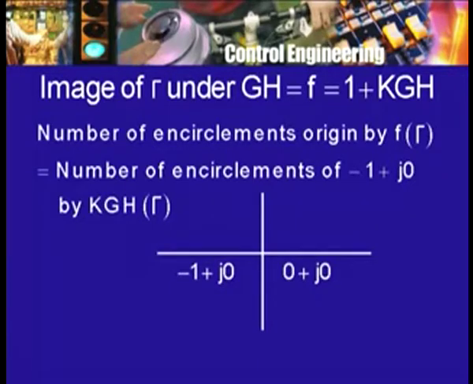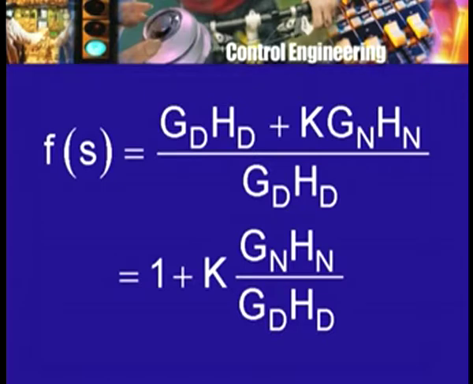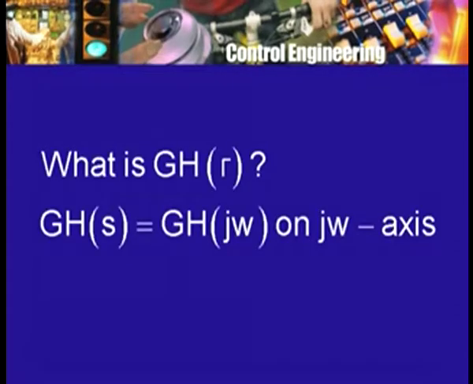So, this point minus 1 plus j0 plays a very special role in the application of the Nyquist criterion. But the reason why it comes about is because the origin plays a special role in the Cauchy's principle of the argument, and because of our choice of f as 1 plus something, gh of s, where s is j omega, where omega is a real number. Now, we will see in a moment that this complex number gh of j omega has a particular interpretation.